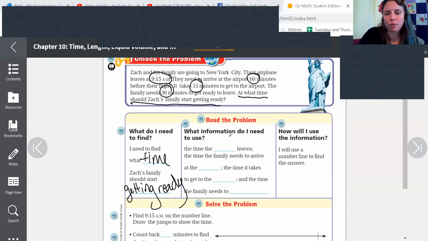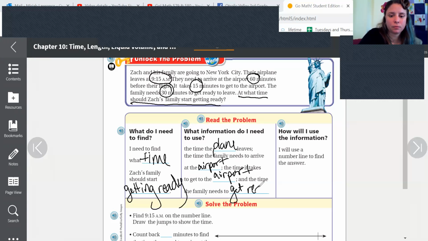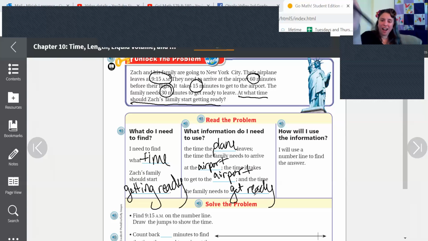Okay. What information do I need to use? The time the blank leaves. What's leaving, guys? A hot air balloon? No, it's a plane. The time the family needs to arrive at the airport. The time it takes to get to the airport. And the time the family needs to get ready. Okay, we need all of that. We got all of that because we already circled it all.